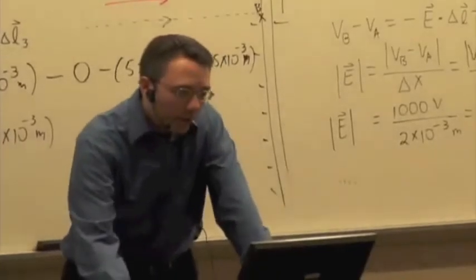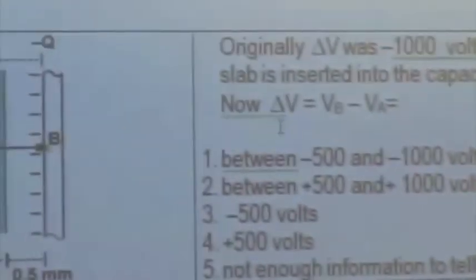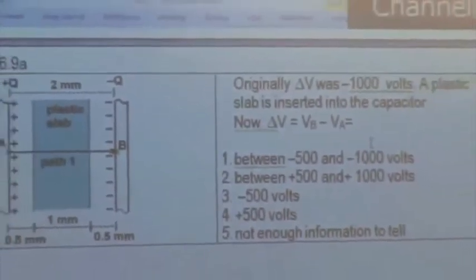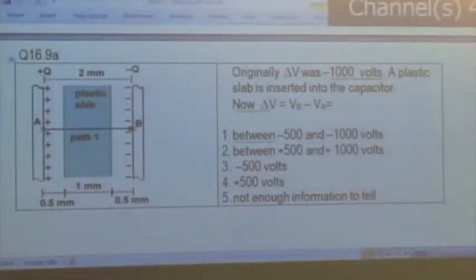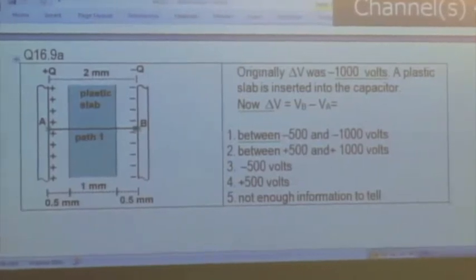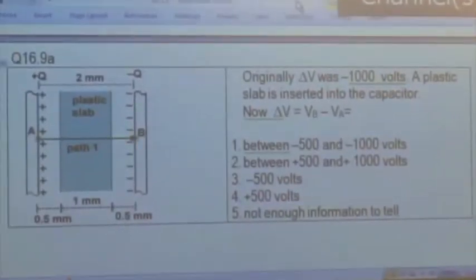Before we talk about it too much, let me skip this for just a second. Originally, we had a delta V without the slab in there of negative 1,000 volts, and then we insert the plastic slab. Just use your intuition. Take a guess. Talk it over. See what you think. What's the new potential difference going to be? We saw that when we put the metal slab in there, it went down to negative 500 volts. Is it going to be the same? Is it going to be different? How much different?